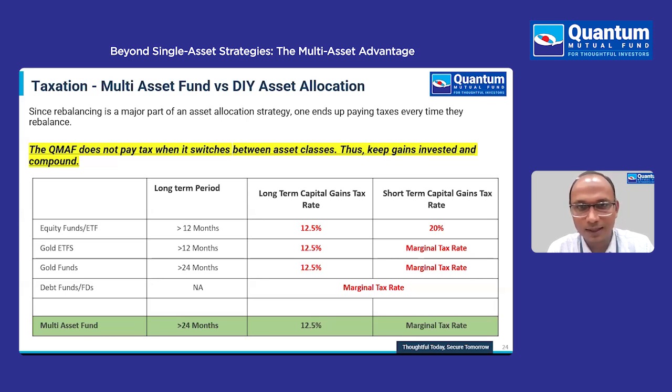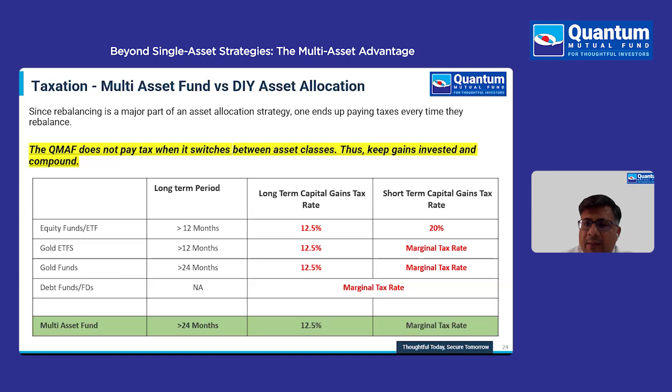And for short-term, as Mohit said, it's more like debt taxation, where you will be taxed at the marginal tax rate. So if you are holding for more than 2 years, it goes to 12.5%, and you pay only when you redeem, unlike a fixed deposit where you have to pay on accruals.